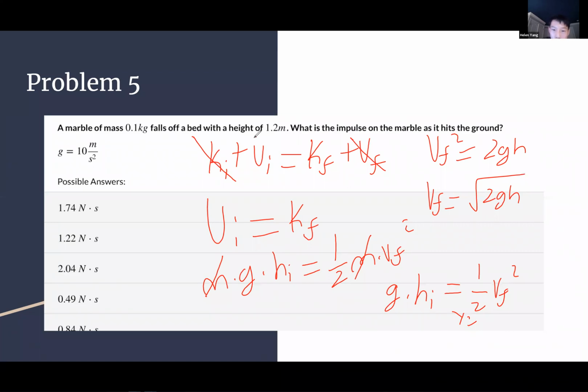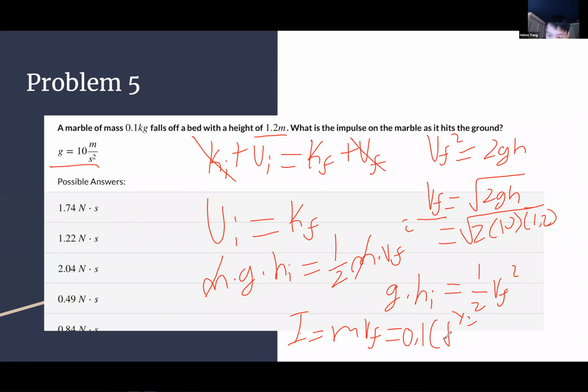We know that the height is 1.2 meters, and we're given that the gravitational acceleration is 10 meters per second squared. So you can write 2 times 10 times 1.2, and then you can get the final velocity from that. After you get that, you can plug it back into the equation of the impulse to get mass times final velocity. So the mass is 0.1 kg, times the square root of 2 times 10 times 1.2, and that's the impulse.